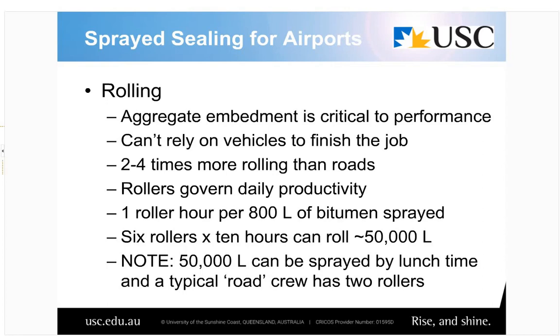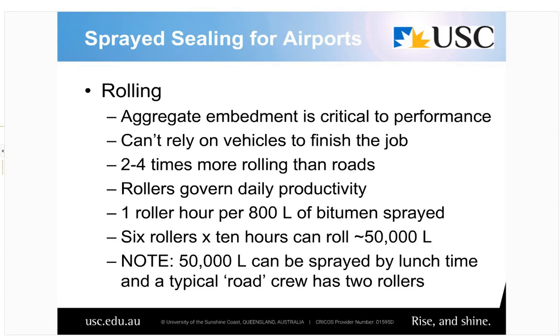What else have we got here? Temperature, it's the same question twice. So I think I've covered all those. So back to rolling. Because on runways we can't tolerate loose stones, embedding the aggregate into the bitumen film is absolutely key. It's probably the most important thing we do on the whole job. And we can't rely on vehicles to finish it off like the road people do. For that reason, we typically require 2 to 4 times more rolling on a runway than we do on a road.